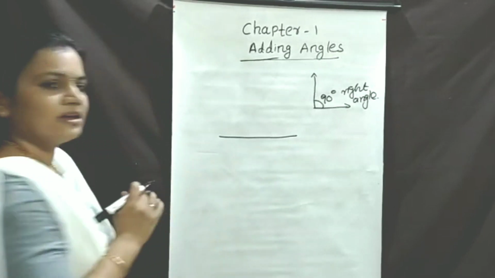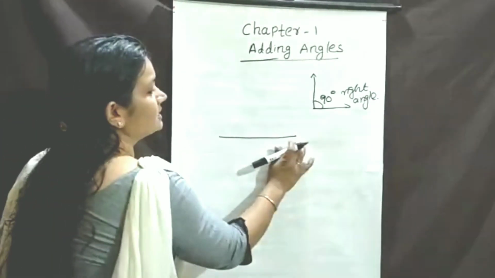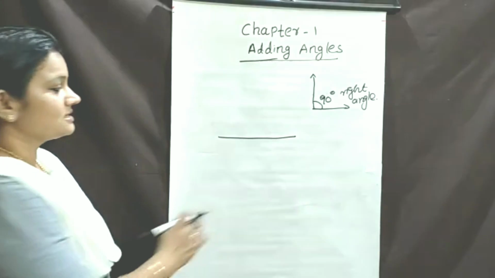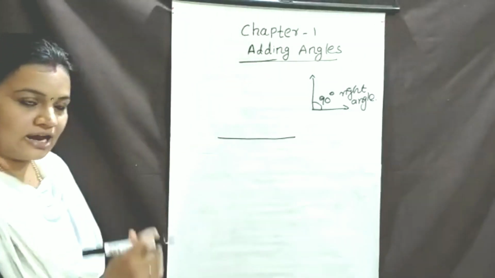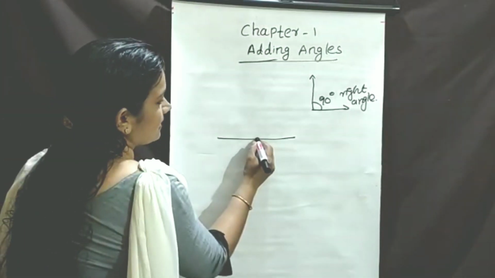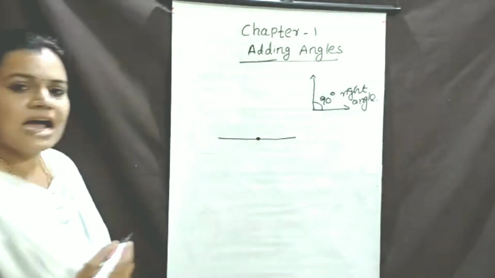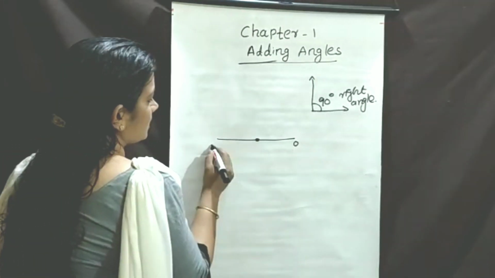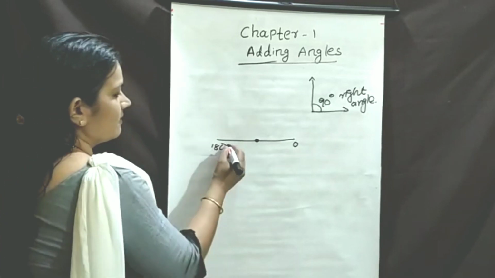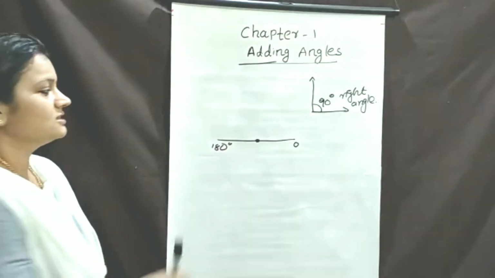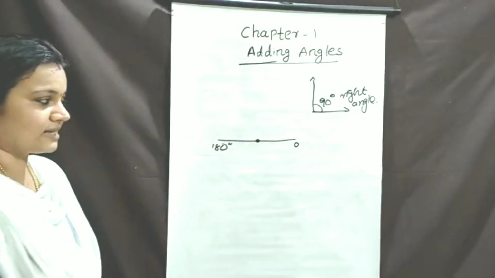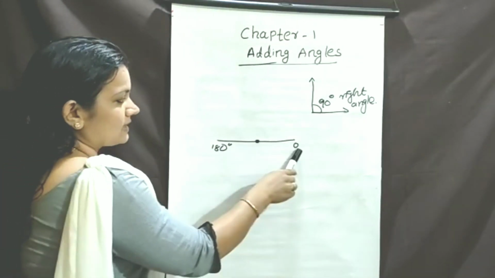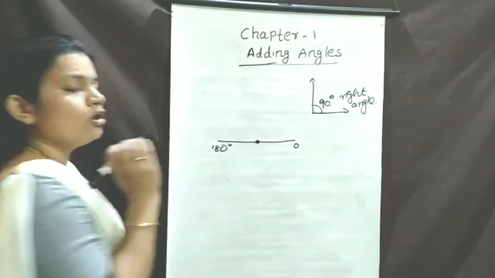This is the straight edge of your protractor. This is the center. Here is 0. Here is 180 degrees. This is the straight edge of your protractor. This is the center of the protractor. This line is 0 to 180.